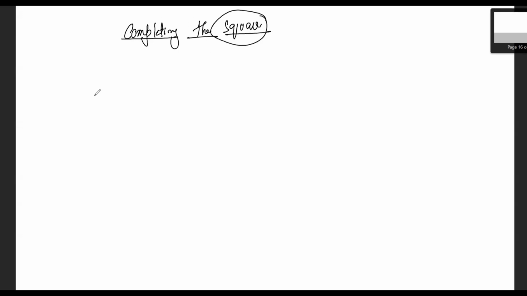So how will you recognize in any expression whether it is completed already or not? Do you have any idea? No idea. Okay. See, I'm giving you one: x plus 2 whole square.